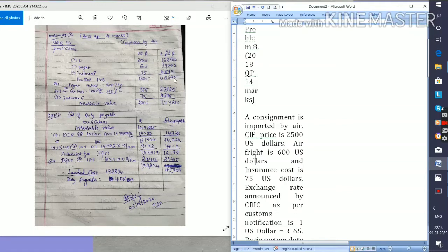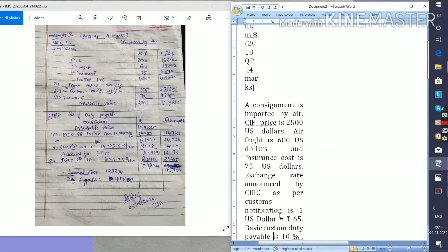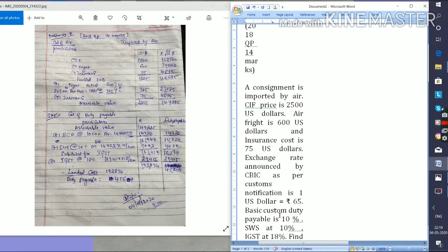Again you convert this to Indian rupees, but when you are converting into Indian rupees, which rate are you supposed to take? That is the exchange rate which is announced or notified by the CBIC, also called the Central Board of Indirect Taxes and Customs.